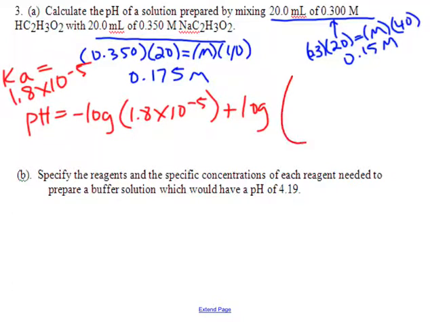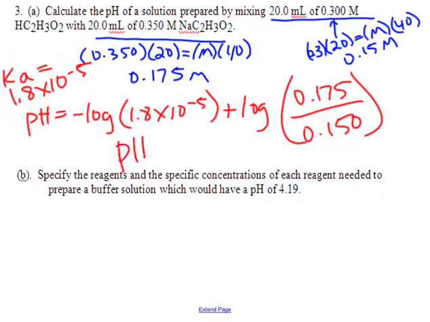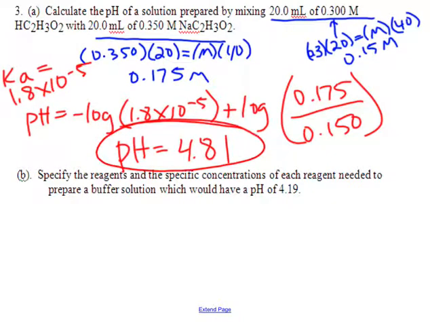what concentration goes on top? The ion, so it's 0.175 over 0.15. So pH is equal to 4.81. Got it? This is a little bit faster than doing the RICE table. But again, if you want to, go for it.